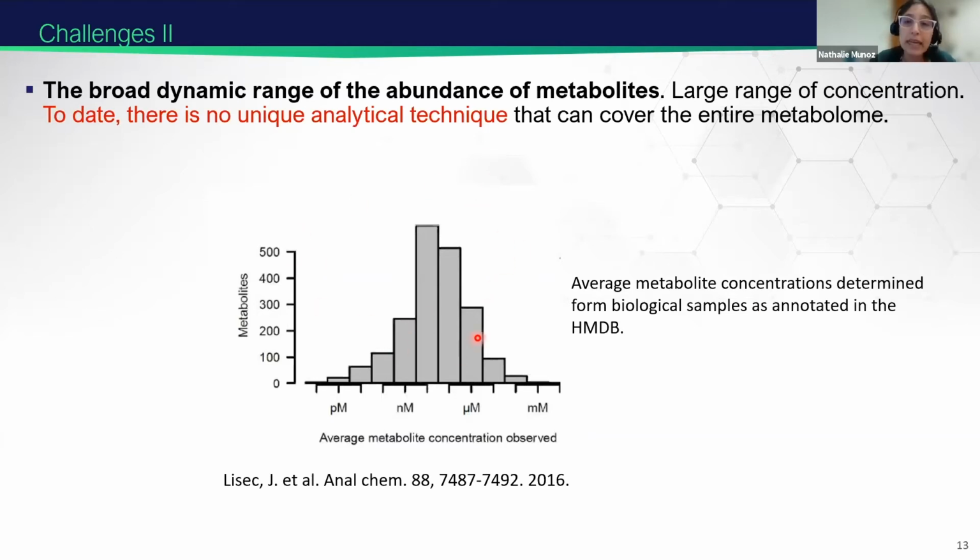Sometimes, to account for this large concentration range, we can use parallel analysis of samples. We can try different dilution series, but many times in clinical studies, you don't have that option. You just have a certain amount of microliters to analyze. So that's a challenging part, the massive range in concentration that you can find in metabolites. And this example is just for humans. So imagine for plants or other types of organisms.